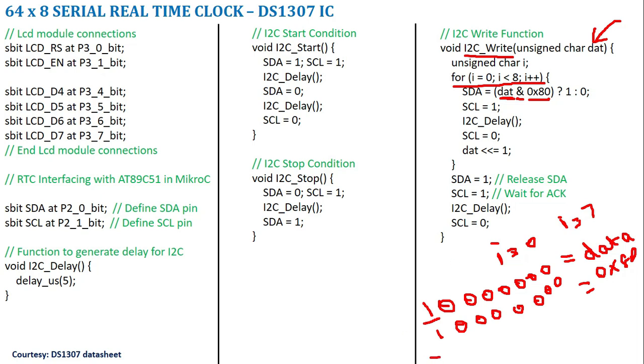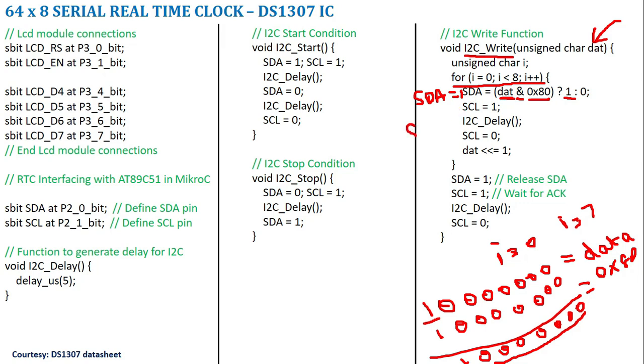So when I AND this, what happens? This will be 1, other bits will be 0. So this is a valid condition, right? So this condition is true. In that case, I am going to send 1. If this condition is not valid, then we will be sending 0, right? Since this is a valid number, we will be sending 1 to your SDA. So SDA will be sent with 1.